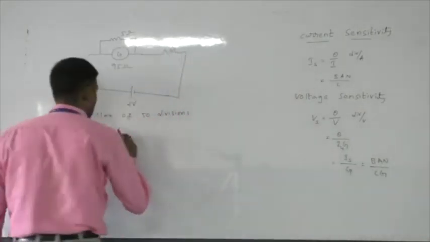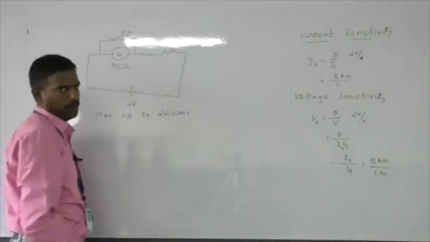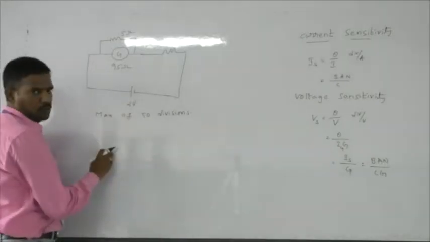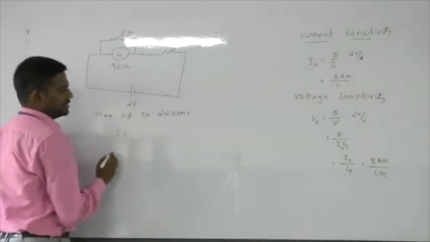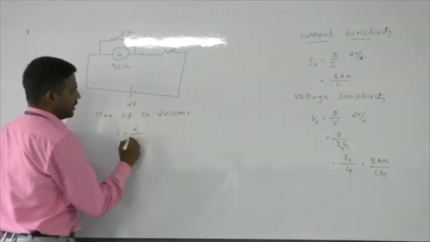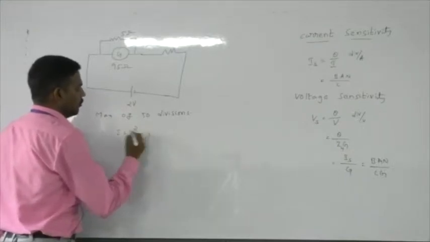Hence, the resistance in the circuit is 20 kilo ohm. The voltage is 2 volt. Therefore, the current flowing in the circuit is 2 volt divided by 20 kilo ohm.